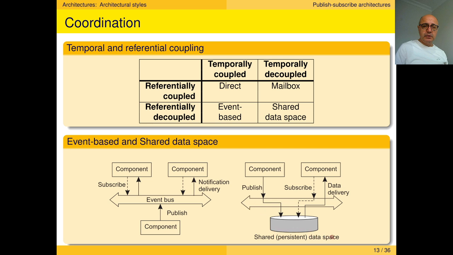Whereas in the case of a shared or persistent data space, it's persistent because the data remains there until it's retrieved. The component publishes the request, and it's written to the data space. At some point later, not at the same time, another component subscribes to that specific data item, and if it has already been published earlier, it will get that data. If not, it will remain subscribed, and when this component publishes it, it will be informed about the data. So that's the basic difference.